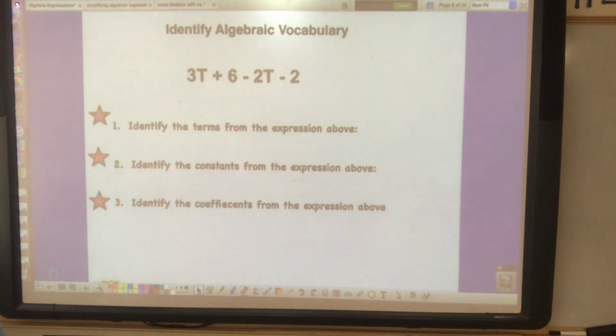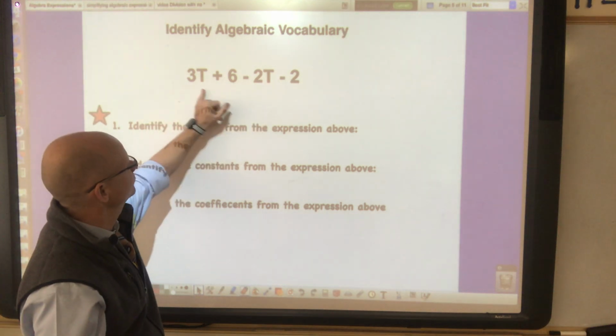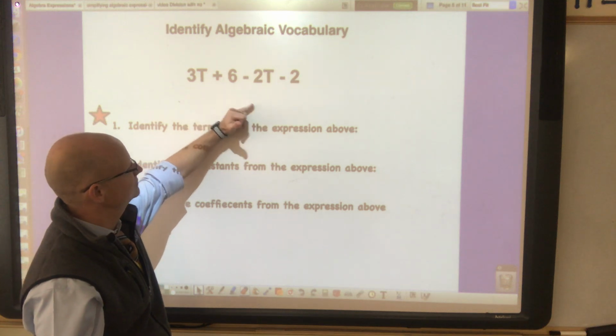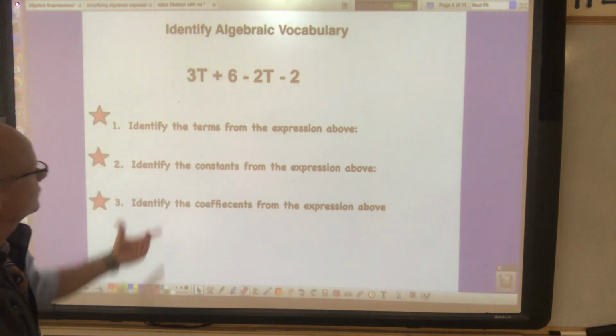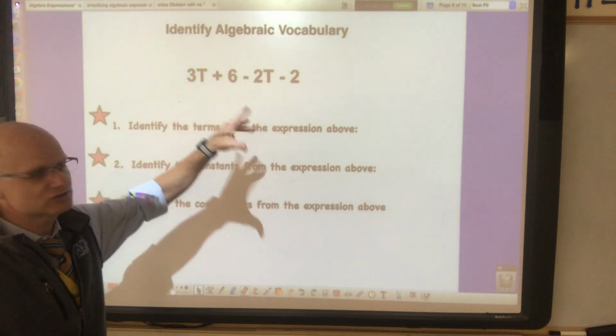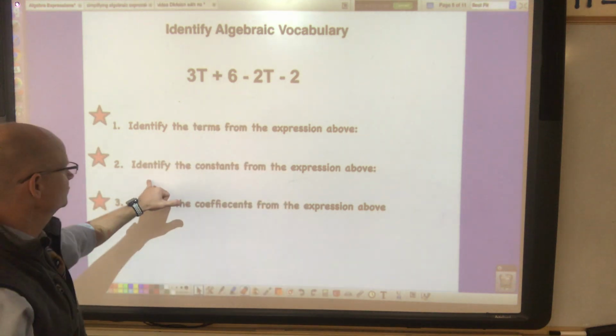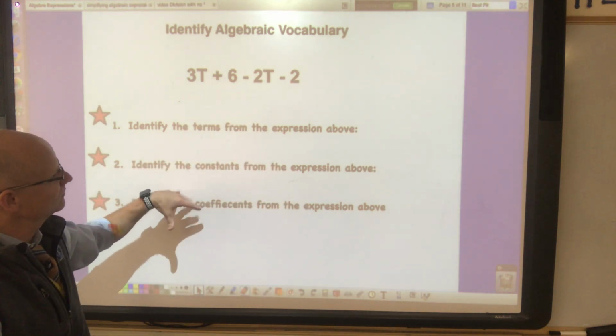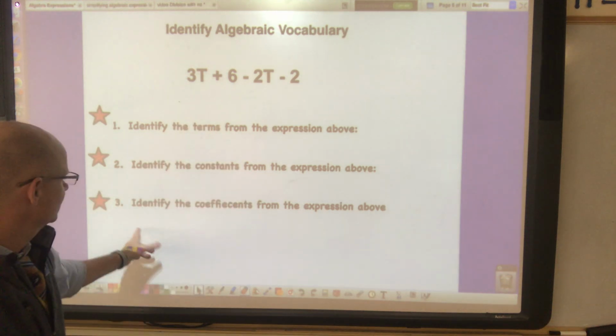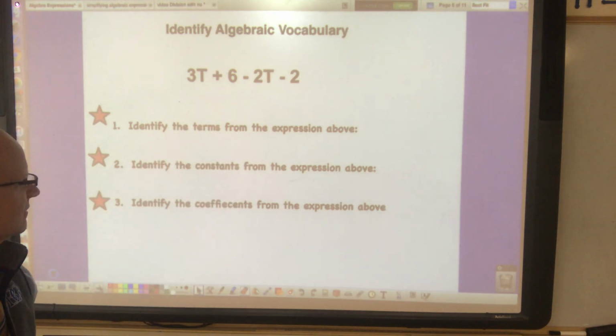Really, the last thing I want you to do is take a moment and answer these questions. Identify the terms from the expression above. So here's the expression: 3 times what number plus 6 minus 2 times that number minus 2. Which are the terms here? Question number 2, identify the constants from the expression above. Which are the constants? And last question, number 3, identify the coefficients from the expression above.